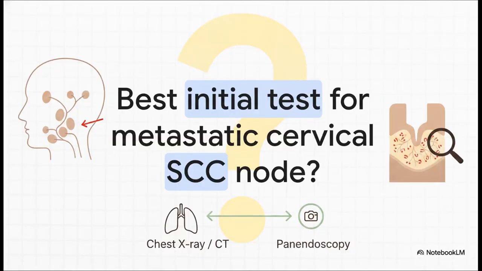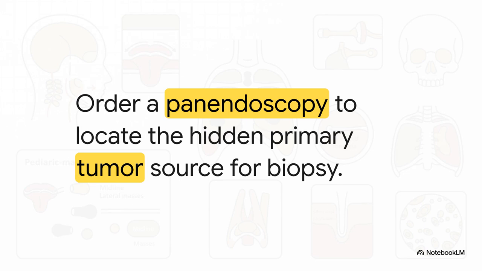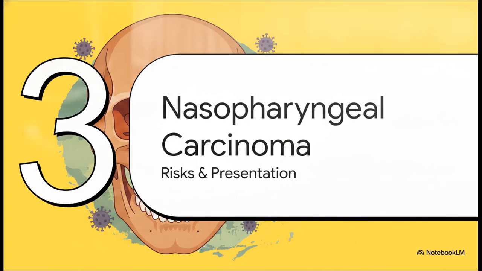So what happens if a biopsy of an adult neck mass comes back positive for metastatic squamous cell carcinoma? What is the mandatory next best step? You order a panendoscopy. This includes an esophagoscopy, a bronchoscopy, and a laryngoscopy. It is the best initial test to locate the hidden primary tumor source so you can biopsy it and plan definitive management. Next up, nasopharyngeal carcinoma.